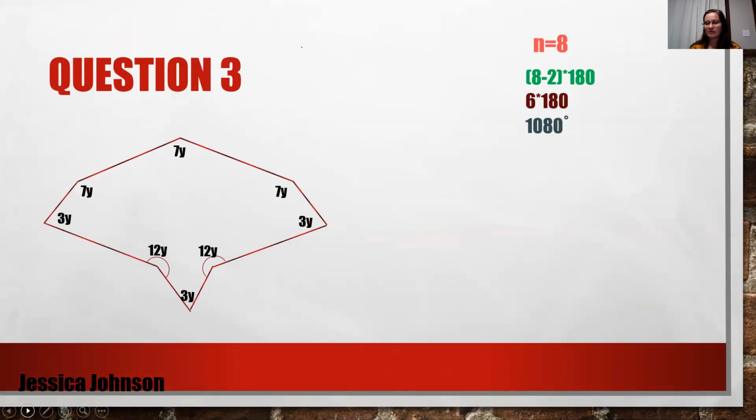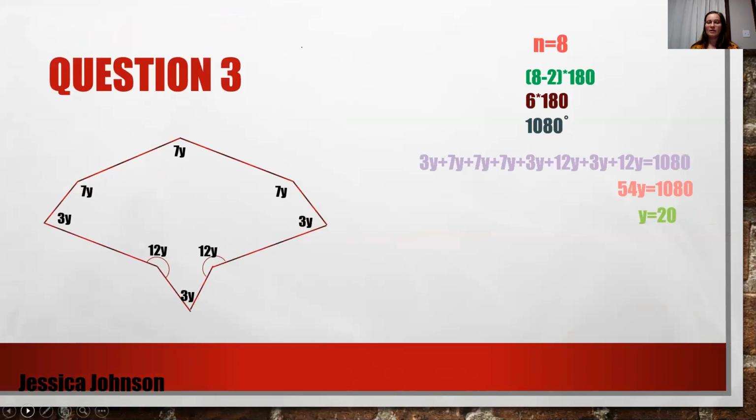At this point, we need to look at the interior angles of the polygon and sum them together to equal 1080 degrees. And the interior angles are on the inside of the polygon, which is 3y, 7y, and 12y. Now then, we need to take this equation, simplify, and solve. When you add all of the interior angles together, you get 54y. And then we're going to divide by 54 on both sides, and y equals 20.